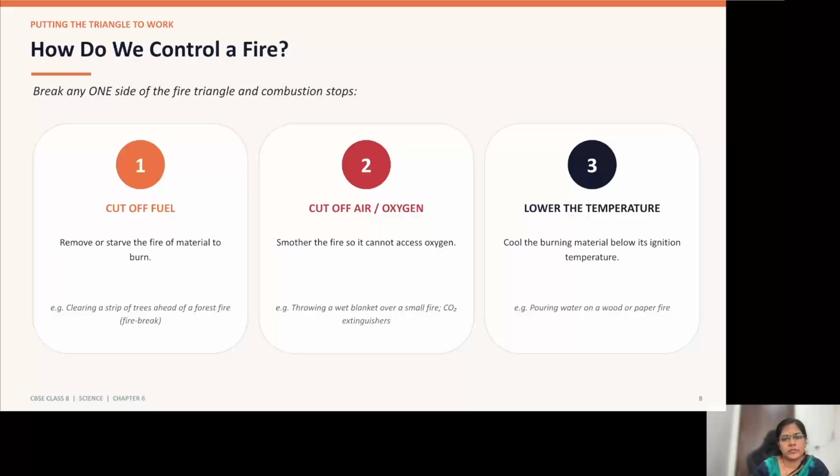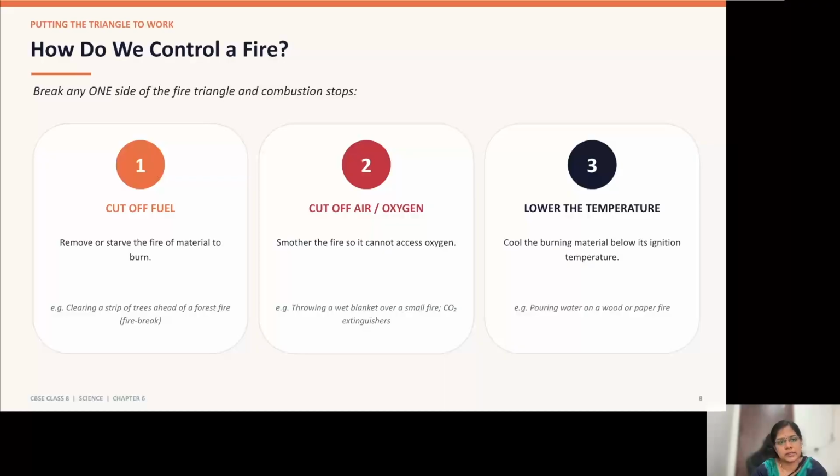Method 1. Cut off fuel, used at large scale in forest fire control, and is also why we keep flammable stores away from ignition sources. Second method, cut off air. So here I think most of you have observed, if there is a fire on the gas cylinder or a stove, what do they do? They just cover it with a damp cloth. Okay, because it stops oxygen reaching the burning surface, and also you can use carbon dioxide fire extinguishers.